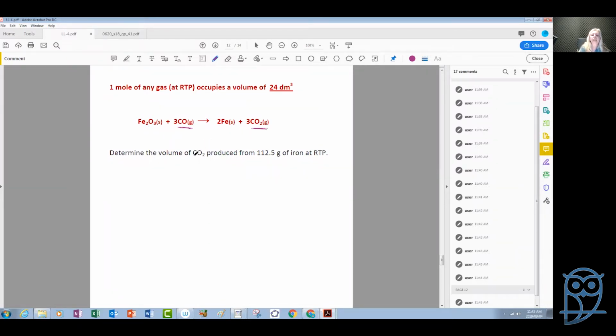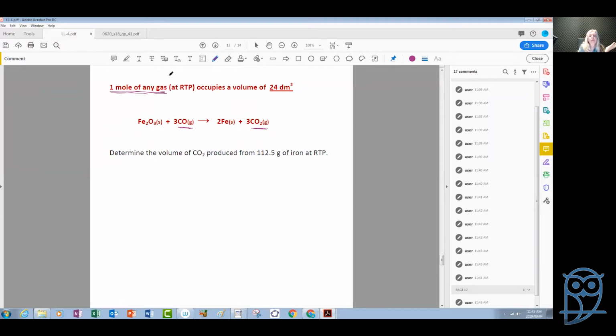The only thing, an interesting thing to know that will make our life easier, is that 1 mole of any gas at room temperature and pressure occupies a volume of 24 cubic decimeters. It's like a standard.